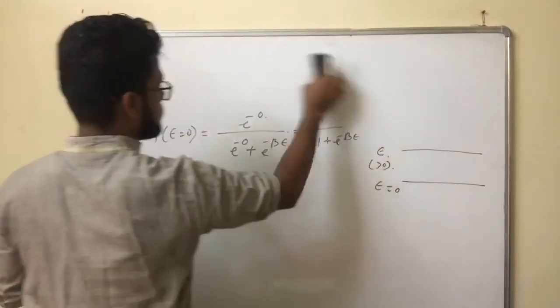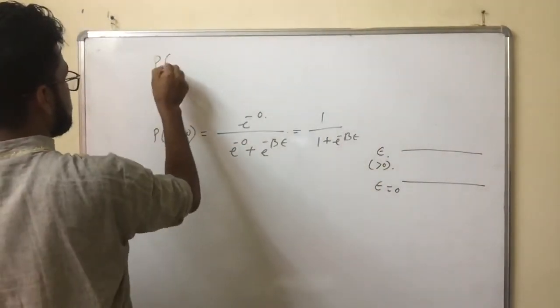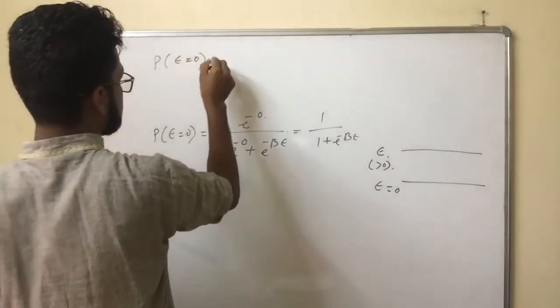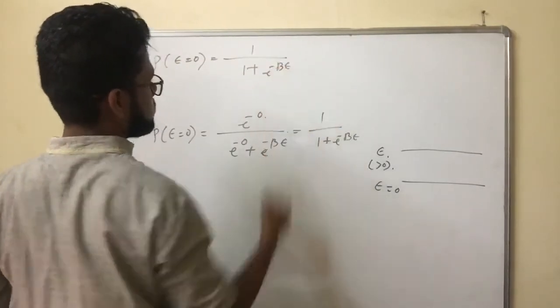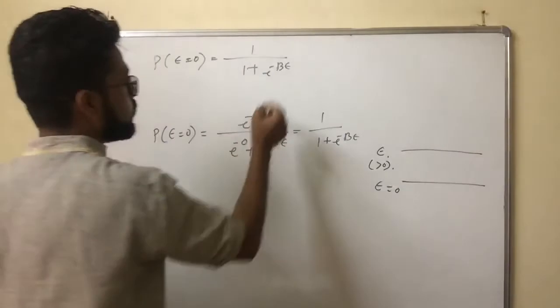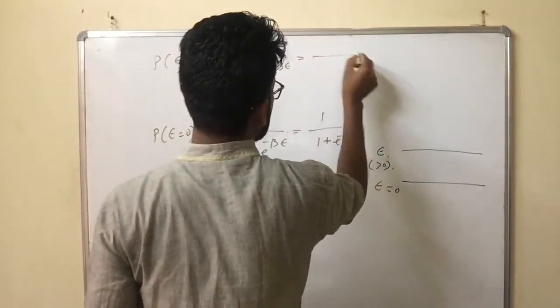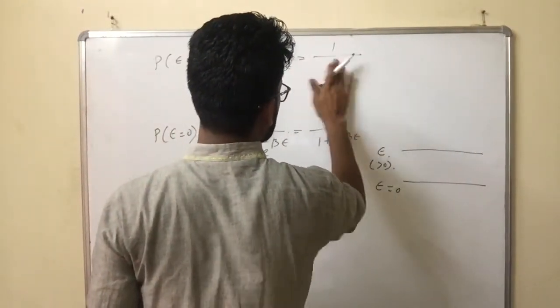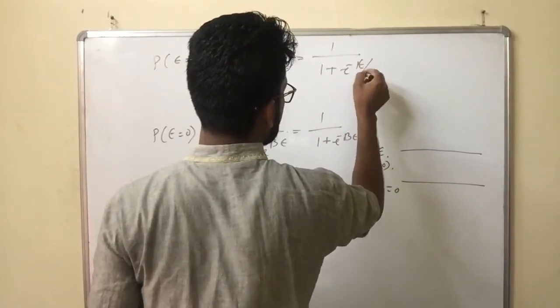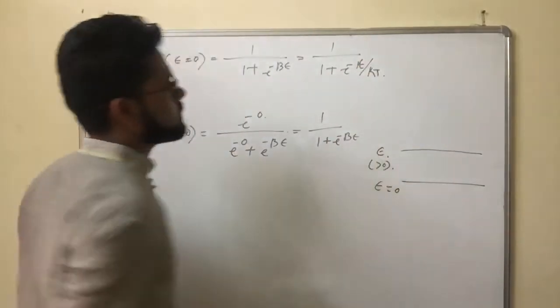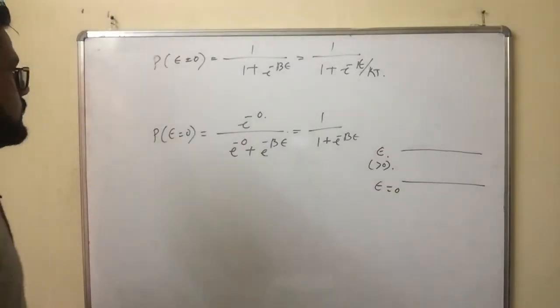Okay. What am I getting? P0 is equal to 1 over 1 plus e to the power minus beta E. Okay, this is the probability. Or you can express it like that, 1 over 1 plus e to the power minus E by kT. You can express it like this also. No problem. Beta equals 1 by kT.